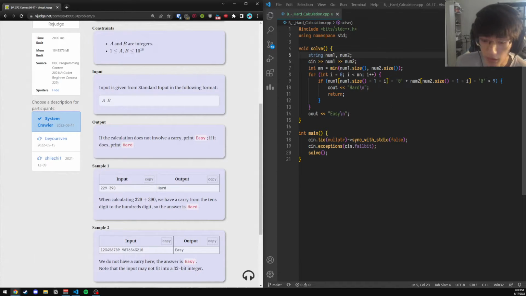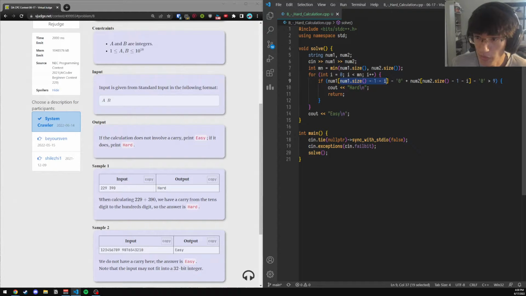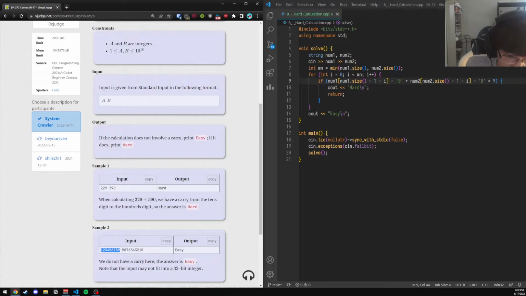But for this, you can do this instead, where you read from the back and subtract the character 0. So we have this character and we subtract the 0 character, and we'll get the literal number for each digit, and compare.